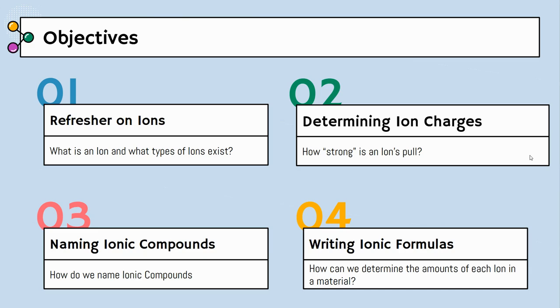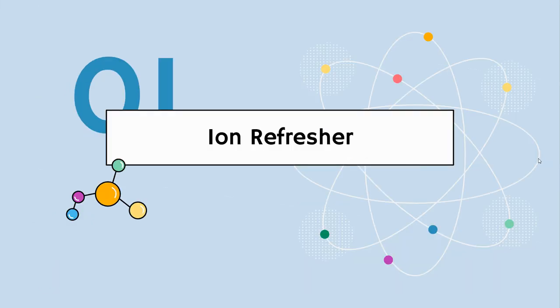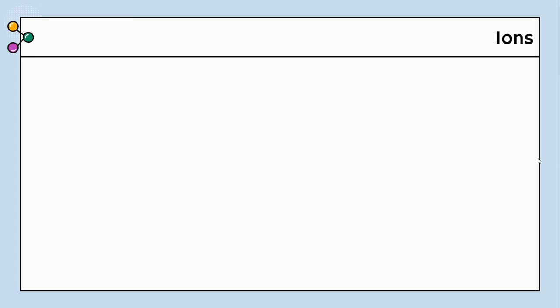Third, we'll talk about how to name ionic compounds. And fourth, we'll talk about what their formulas are. How many of each ion do we need to form a stable ionic bond? So first things first, a quick refresher on ions.